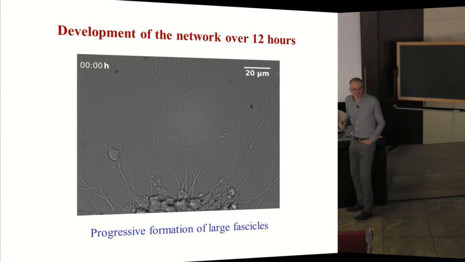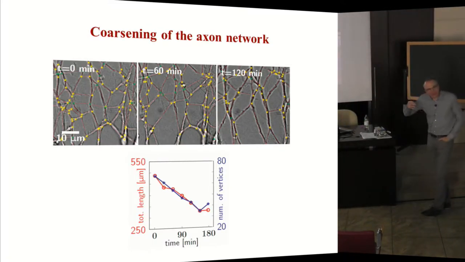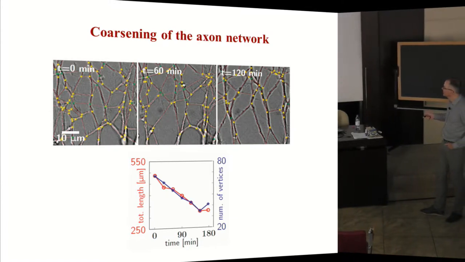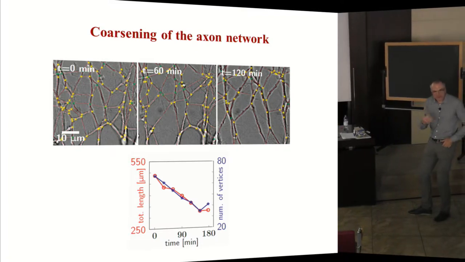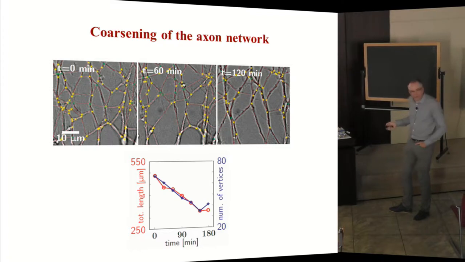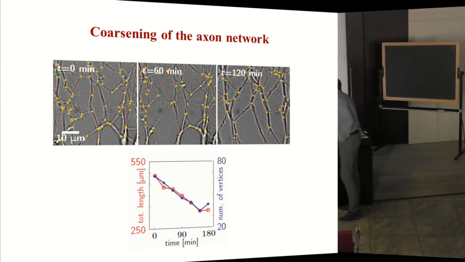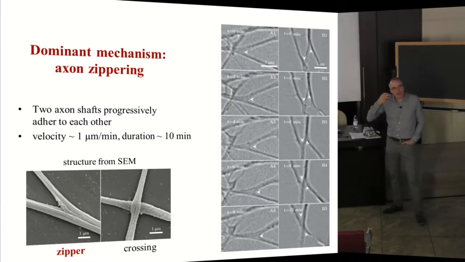So the network was coarsening in the video that you saw. We can analyze it. Here we did some image segmentation, and you can plot that the total length of this network goes down, because you're forming the bundles, and the number of vertices that are marked here also goes down with time. So you have a smoothly proceeding coarsening of the network. Now, what's behind this dynamic that I showed you?